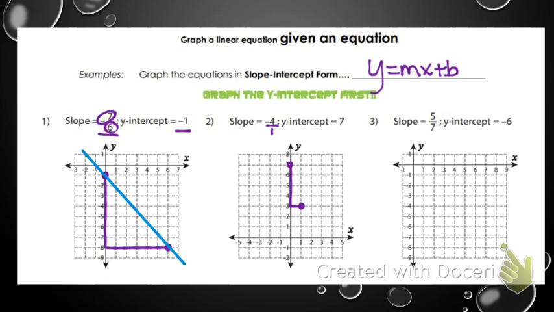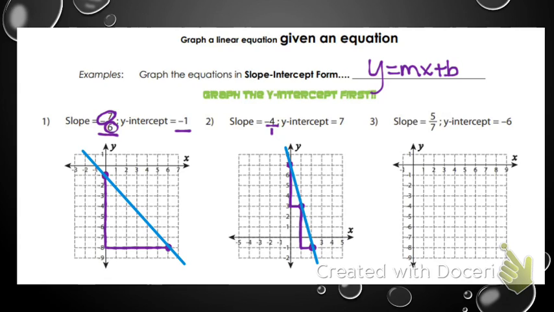Put a dot. And I can continue my pattern as long as I have room. 2, 3, 4, over 1. So when I graph and connect my dots, my line should go through, that's not the best line. My line should go through all 3 of those dots.